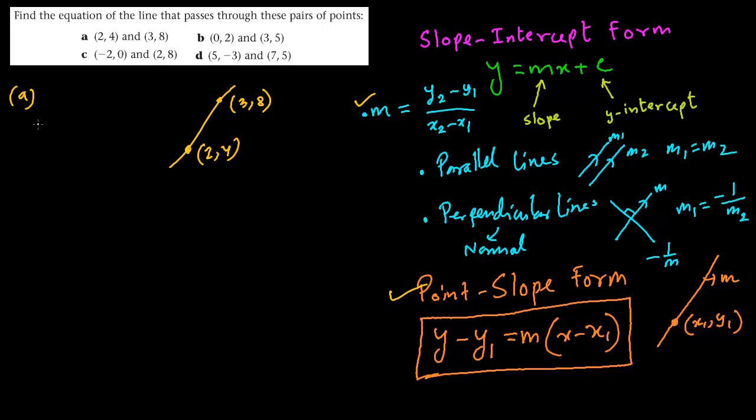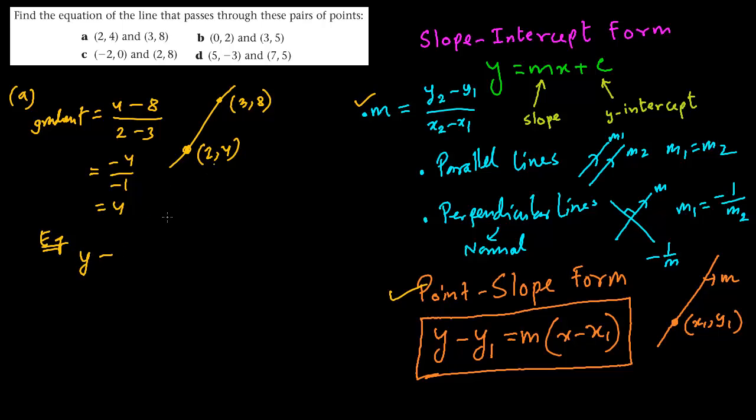So the gradient is change of y, which is going to be 4 minus 8, divided by change of x, which is going to be 2 minus 3. We could have taken the other way around also. So this would be minus 4 divided by minus 1, which is 4. Now we can find the equation very easily. We know the gradient, and we can take the first point or the second point, it doesn't matter. The convention is to take the first point.